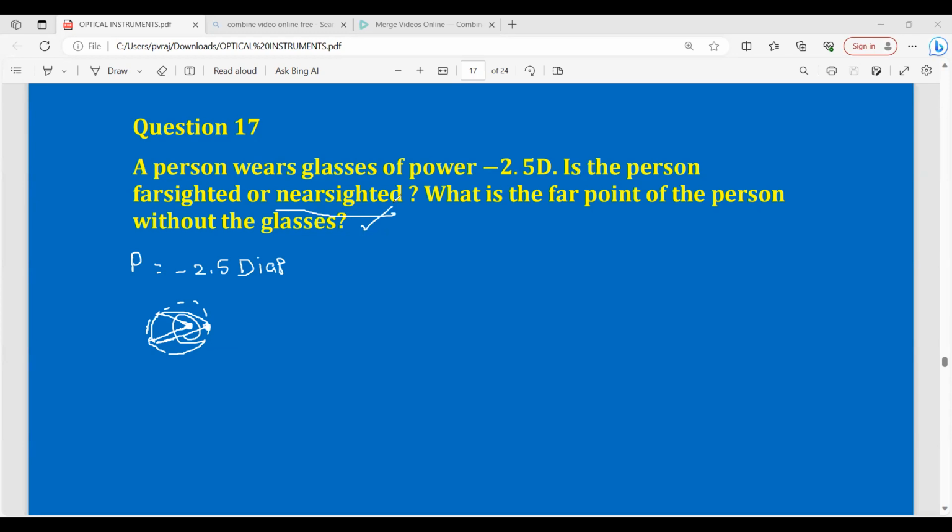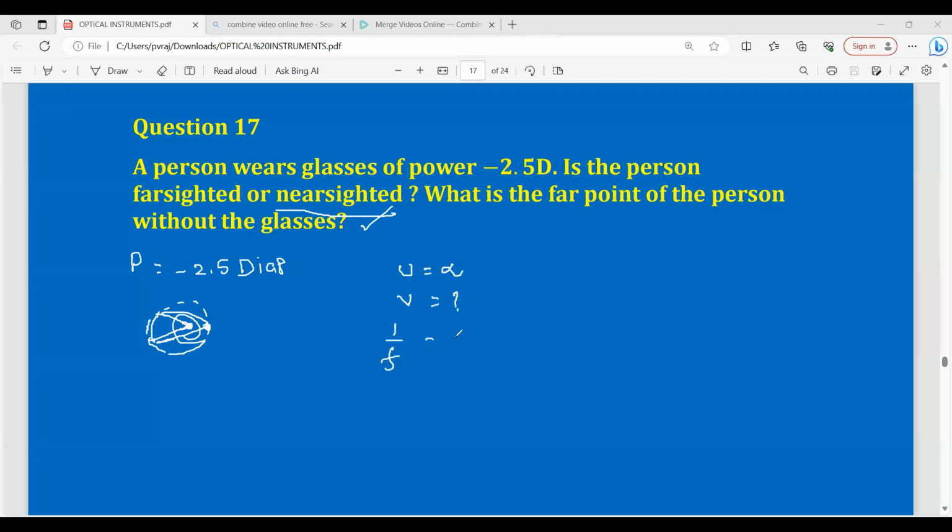And what is the far point of the person without the glasses? Without the glasses, what is the maximum distance he can see? He is asking for the far point. So for that, what is the u value? Infinite only. The object can be at any distance, long distance, since it is nearsightedness. And the v value you have to find out. We have to say how far he can see now.